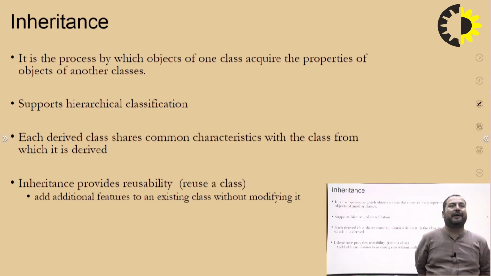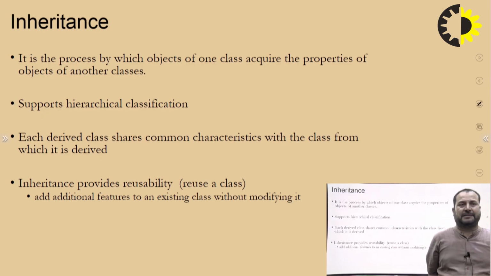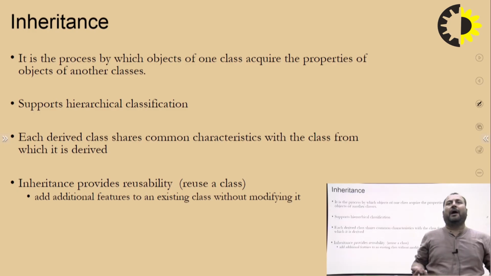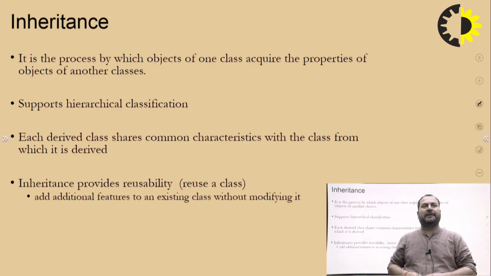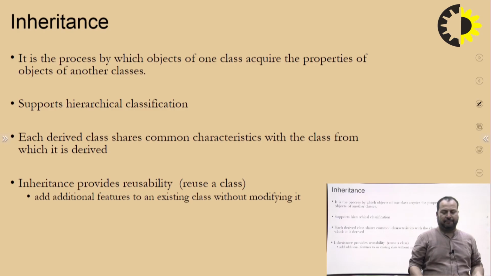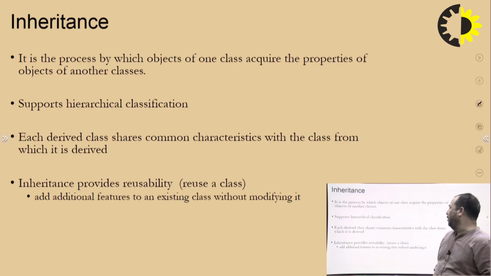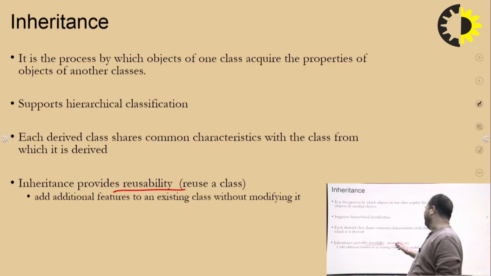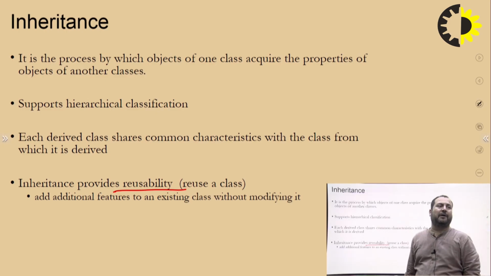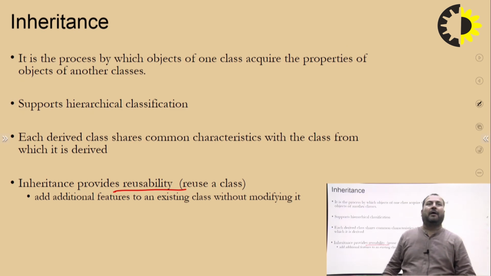Inheritance: the idea of reusability can be implemented using the concept of inheritance. It is a process by which objects of one class acquire the properties of objects of another class. It supports hierarchical classification, like a person has a father and grandparents, so that relation can be represented in a hierarchical form. Each derived class shares common characteristics with the class from which it is derived. So inheritance basically provides the idea of reusability. A base class could be reused without creating a new one.